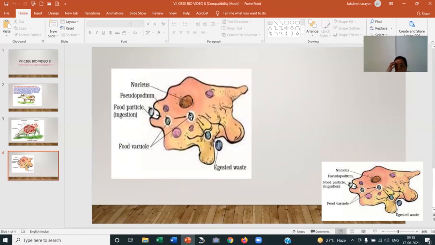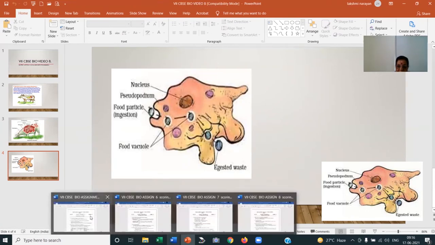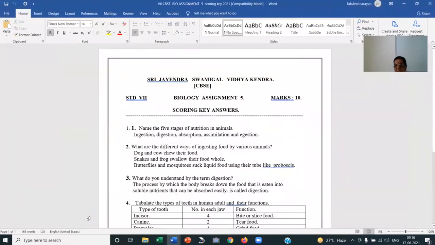Within that food vacuole, the secretions of the body fluid make the food digested. And then the undigested food is sent outside the body wall. That is called undigested food material. I hope you understand. Yeah? So that is nutrition in amoeba.